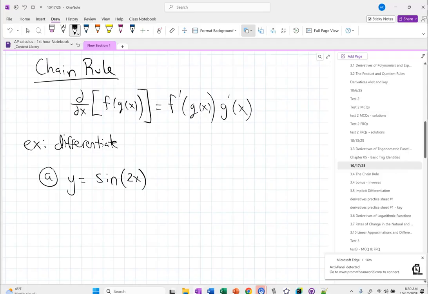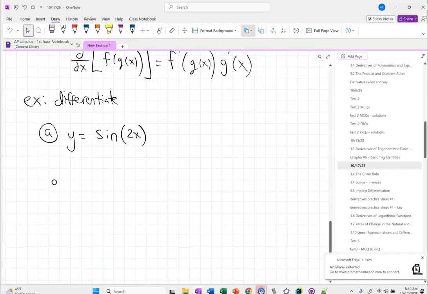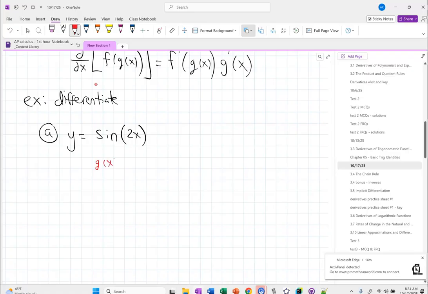We'll start simple with things that involve just the chain rule. And then we'll kind of layer, as we get going, we'll layer more stuff on as we get a little bit more comfortable. So the first thing you'd want to do is identify, is there a composition here? Yes, right? Can everybody see the composition? The inner function is 2x, and the outer function is sine x.